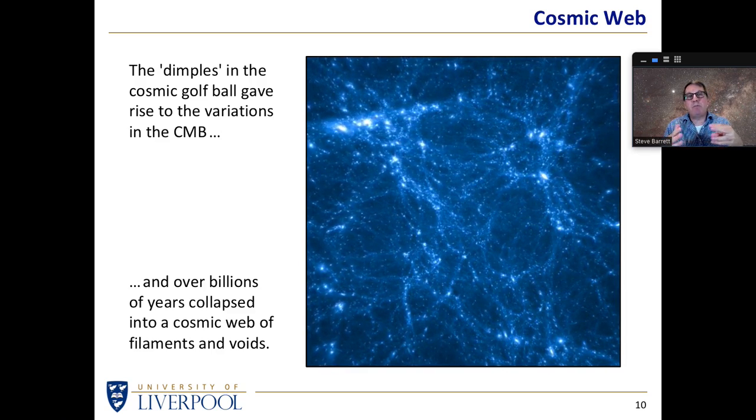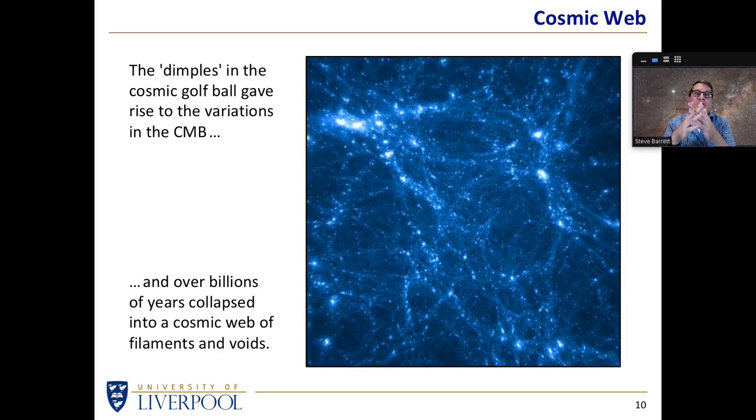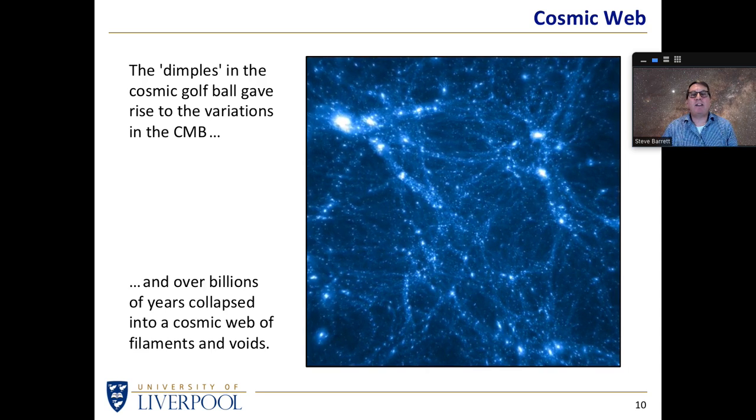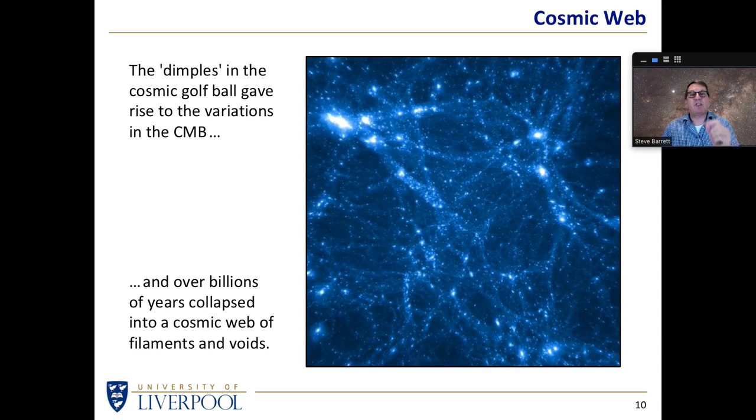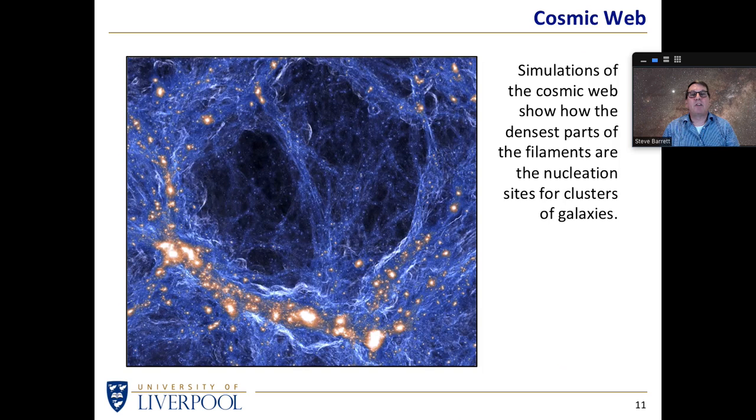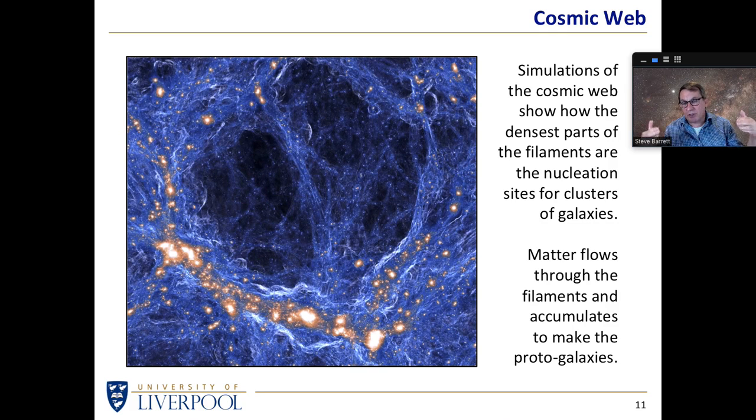Matter streams down these filaments, and where filaments cross each other, you get these little high-density regions of matter. This is where the galaxies will form, these little white blobs, and we'll zoom into these in a little while. But for the moment, we see that where filaments intersect, that's where galaxies start to form. The densest parts of the web are the nucleation sites for these clusters. Matter flows down the filaments and the accumulation of matter builds up, and that's where the early galaxies form.